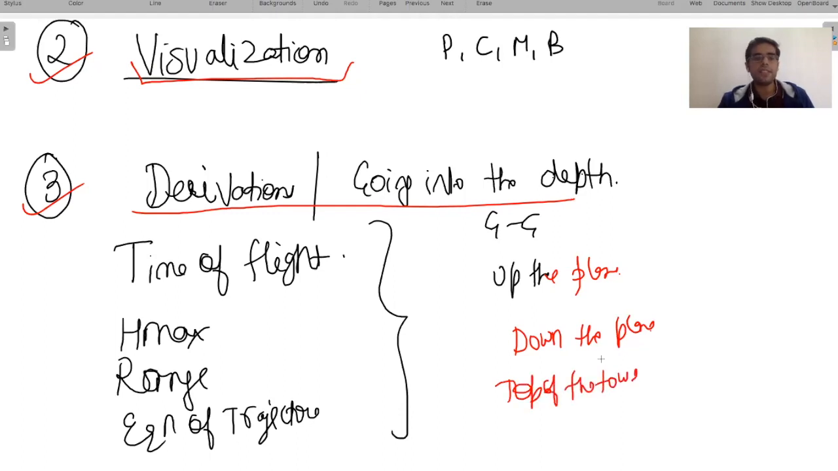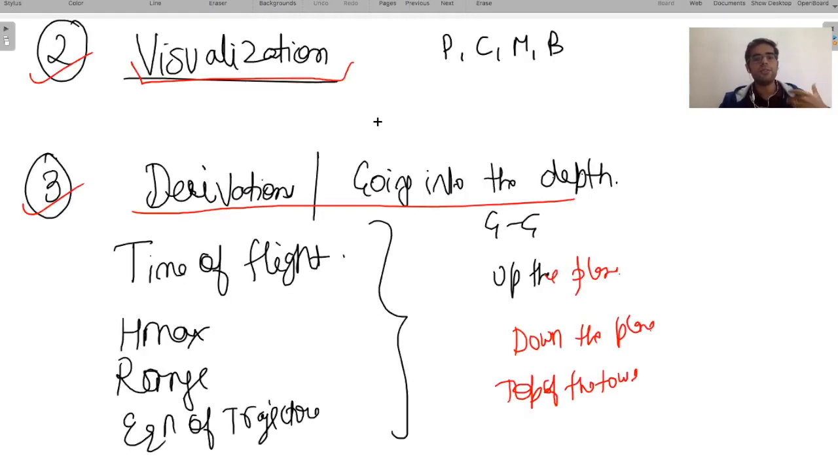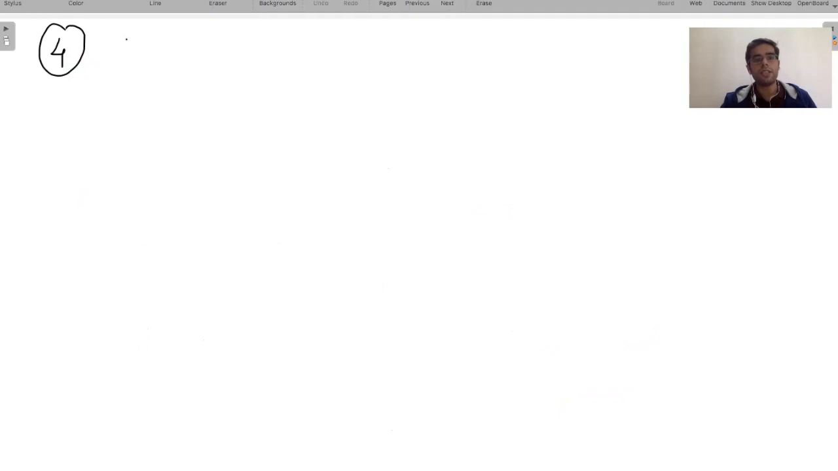Okay, now what is step 4? Step 4 is, now it comes to your memory. So once you understand everything, once your fundamentals are strong, visualization is there, and once you are going into the depth, then you need to remember also. Memory is also important. Okay, understanding comes first, but then memory is also very important.